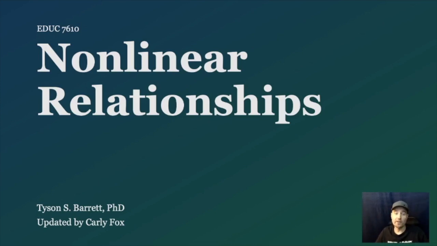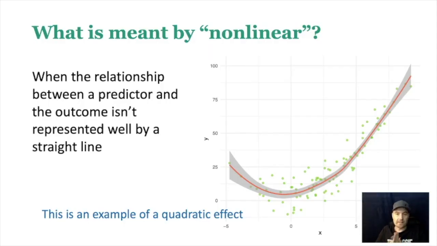We're going to be talking about nonlinear relationships today. I actually really like this lecture because it shows how flexible regression can be. It takes it beyond even interactions, which shows a lot of the flexibility, but this shows that linear relationships don't always have to be present in order for us to use linear regression. So when we talk about nonlinear, we're talking about when the relationship between a predictor and the outcome isn't represented very well by a straight line.